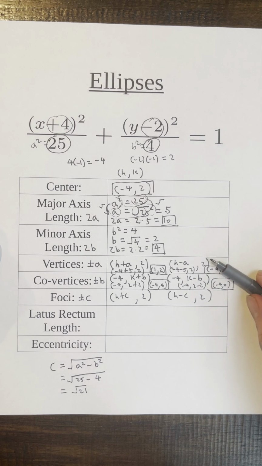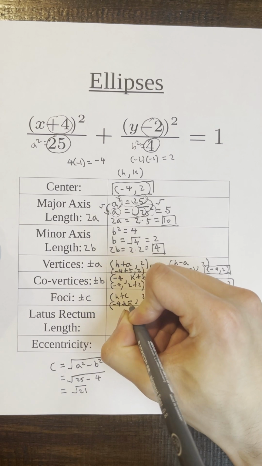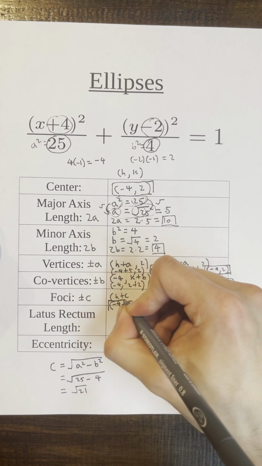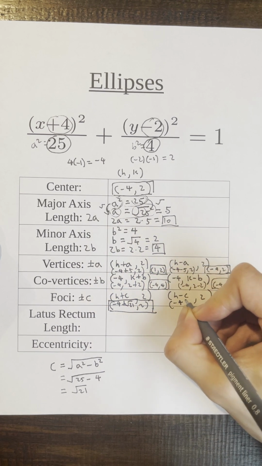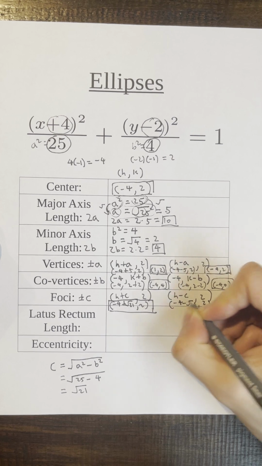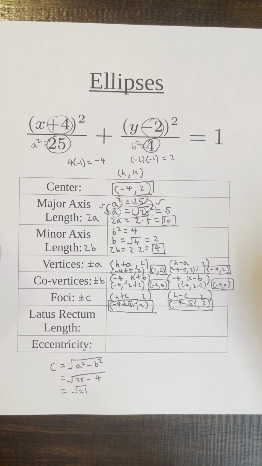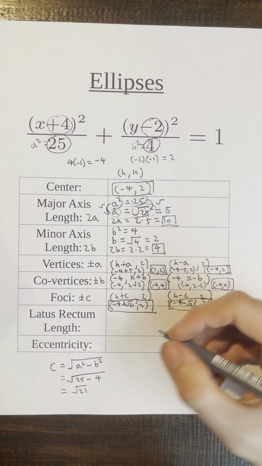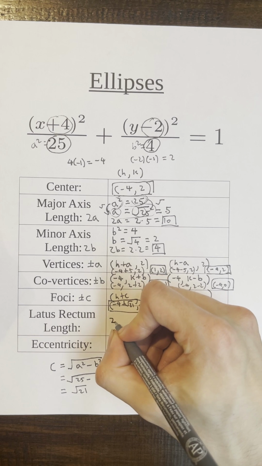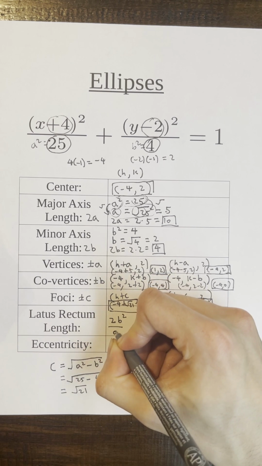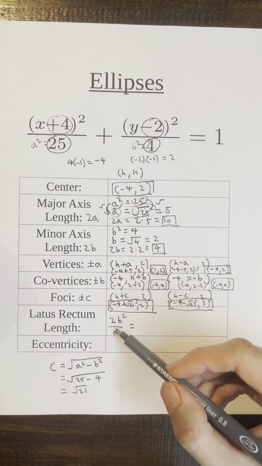Okay, what did you get? You should have gotten -4 plus root 21, 2. Okay, so that's 1. And then the other one is -4 minus root 21, 2. Okay. Now the formula for latus rectum length for ellipse and hyperbola is 2b squared over a. I'll give you a second to pause the video and plug in the values for this formula.